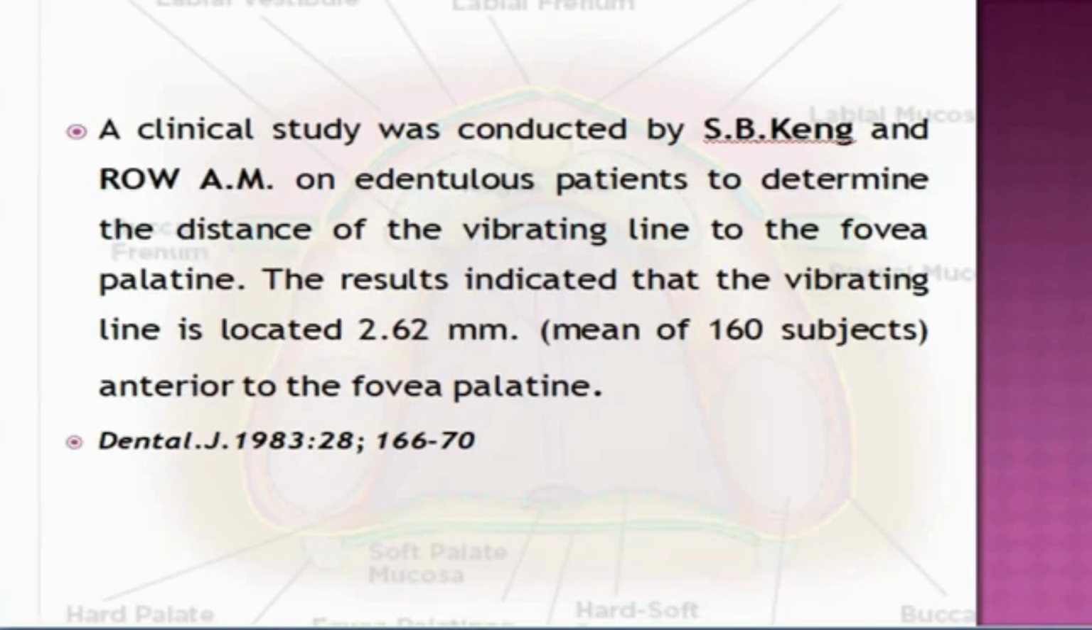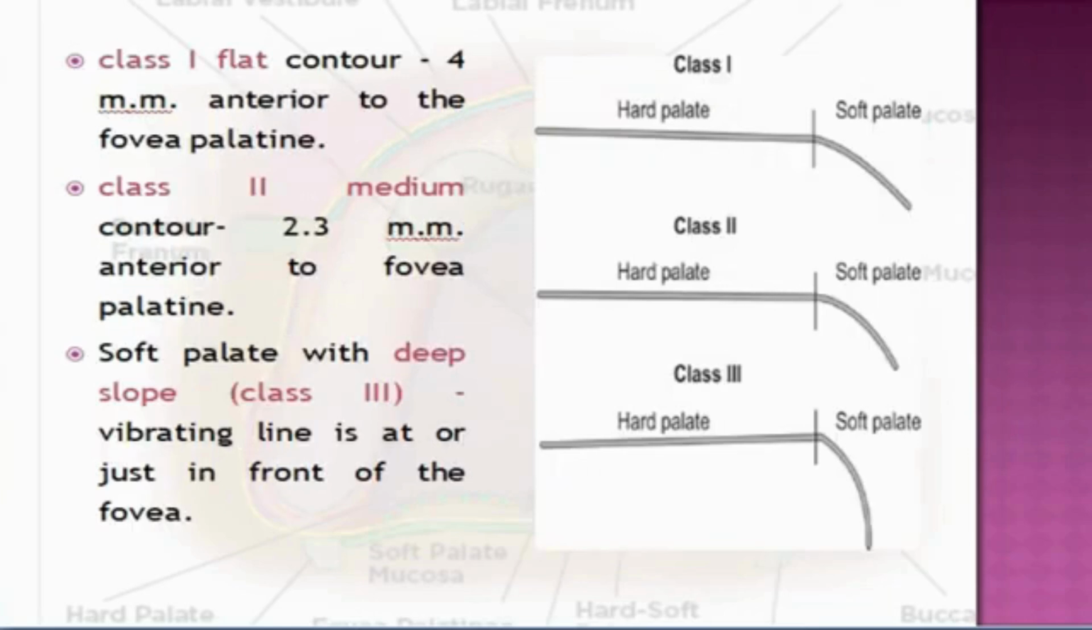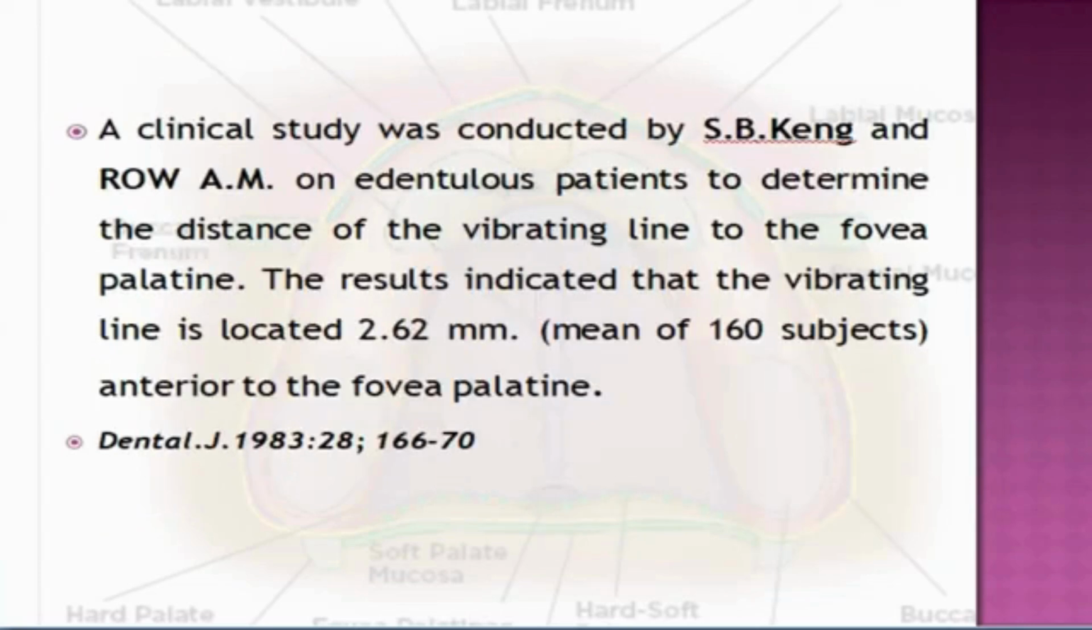Many clinical studies were conducted on the distance of the vibrating line to the fovea palatina and the correlation of this fovea palatina position with the anatomy of the soft palate. A clinical study conducted by Keng and Rao on edentulous patients to determine the distance of the vibrating line to the fovea palatina indicated that the vibrating line is located 2.62 mm anterior to the fovea palatina. It was conducted on a mean of 160 subjects.